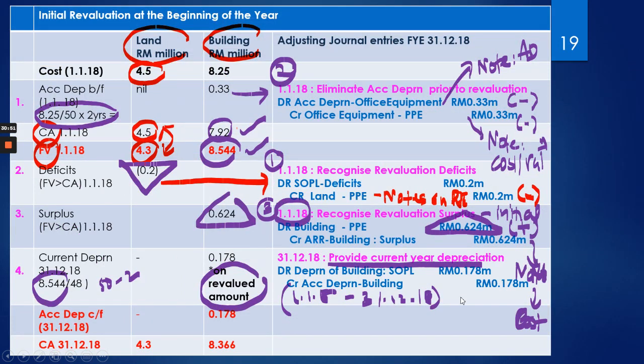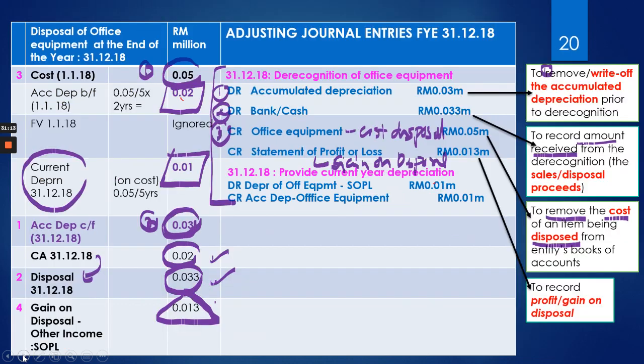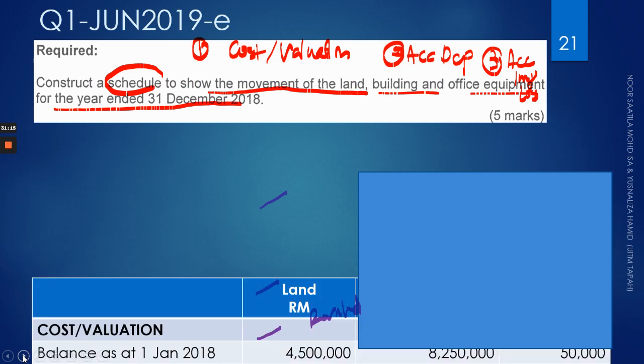Okay, this is how you get 178. 8.544 divided by 48. And this is how you get 330,000, 8.25, which is the cost of the building divided by 50 times 2 years. But here it is the revalued amount divided by the remaining useful life. So check out on that so that you will understand better.